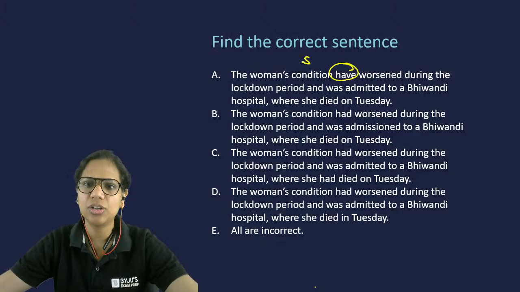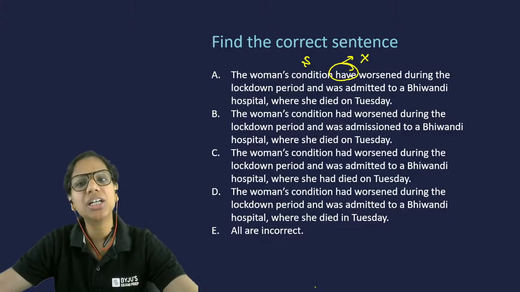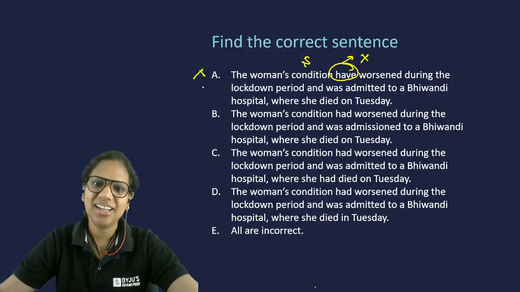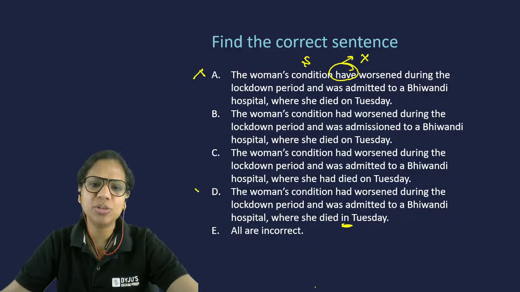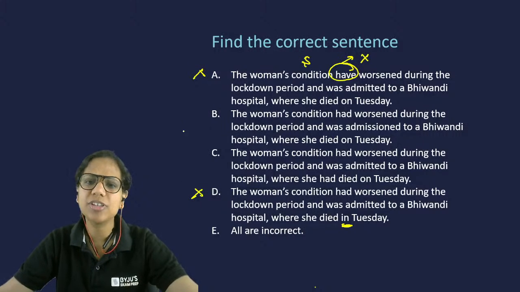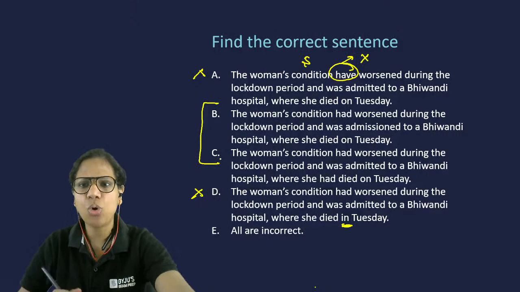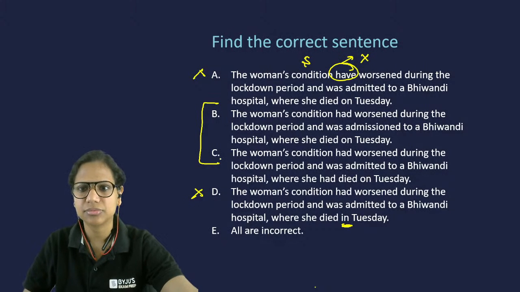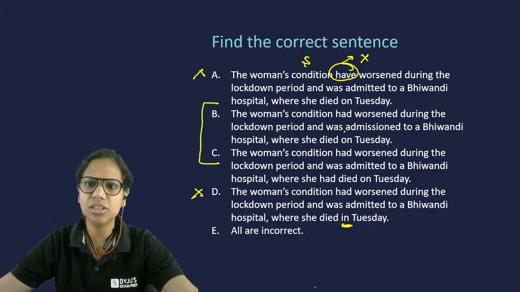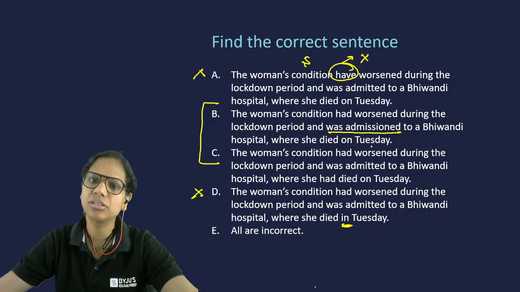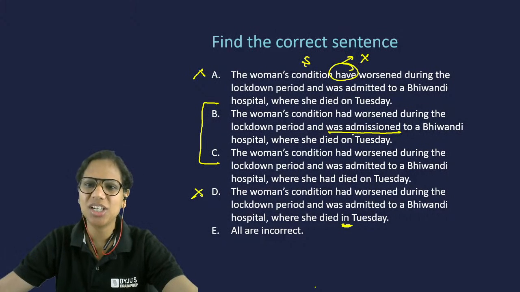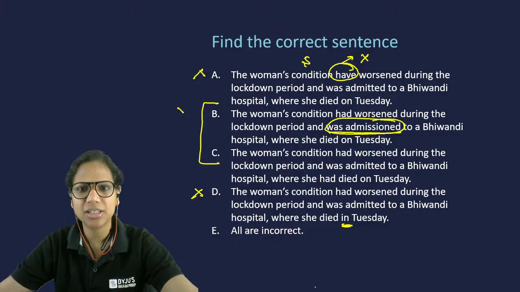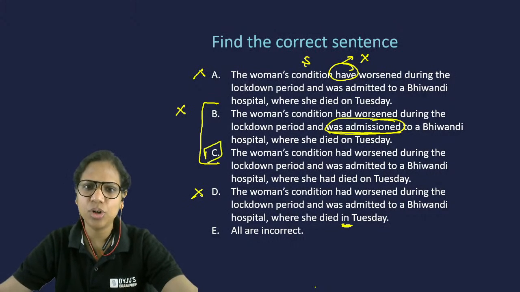Condition is singular. We have to put a singular verb here. We can't use have. Anyway, we can't use the present tense. Then in Tuesday, absolutely wrong. So very obvious errors. But why not B or C? This is and was admissioned to a Bhiwandi hospital. What is admissioned? Was admitted, right? Then what about C?